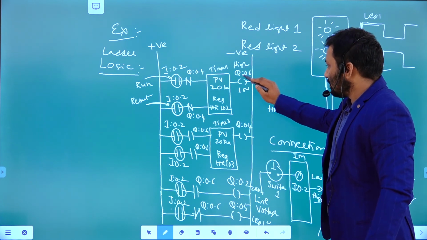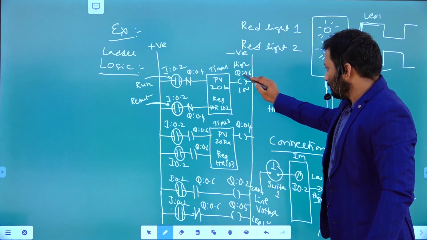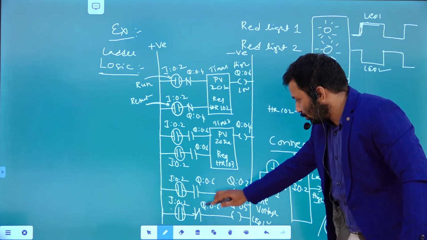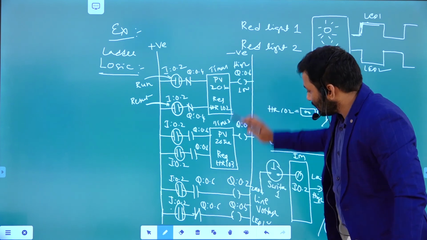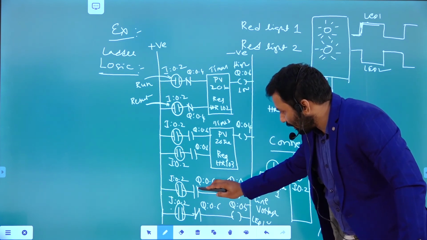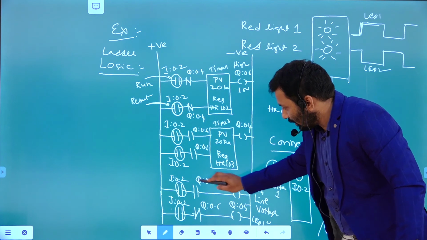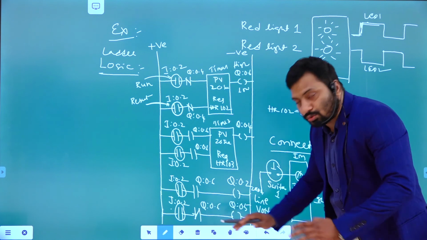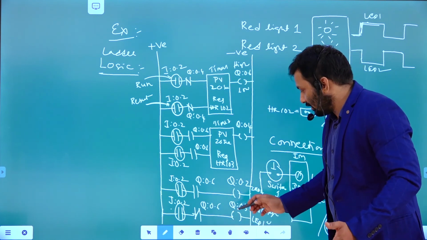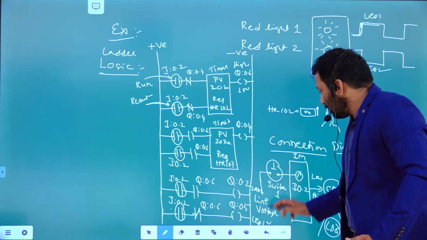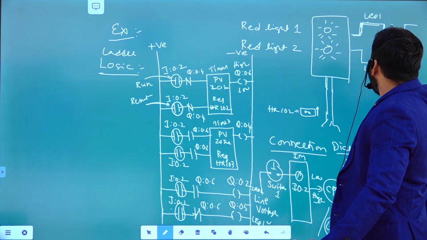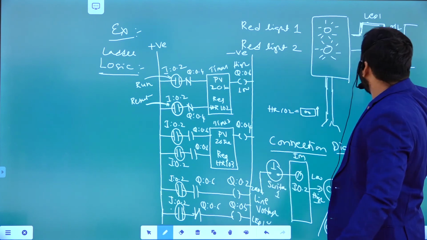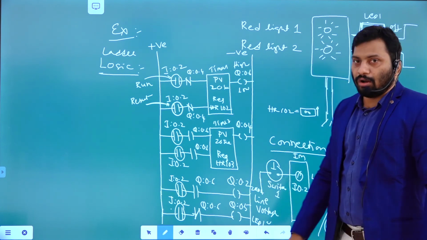That is the reason the same bit is going to be updated in the output image block. That is taken as input to these two rungs, right? Whenever this is high, what will happen? This normally open contact is going to be closed due to the activation, and this normally closed contact is going to be opened. Once it is opened, LED 1 is going to be off. During that time, LED 2 is going to be on.